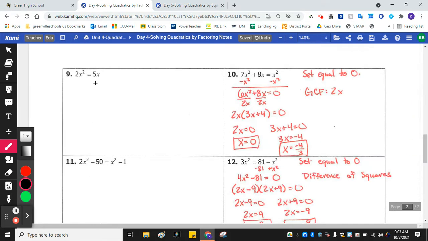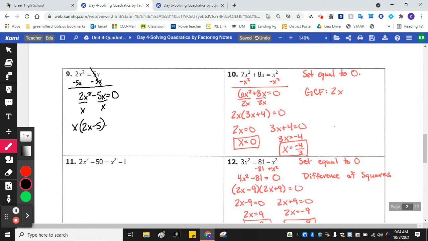All right, the back page is the page where you have to set equal to 0 because they're not set equal to 0. If you can keep x squared positive, it will make factoring easier because then you don't have to worry about negatives and positives as much. Can't combine those because one's x squared, one's x. Always start with the greatest common factor. Greatest common factor between 2 and 5 is just 1, but x squared and x is just x. So factor out x.